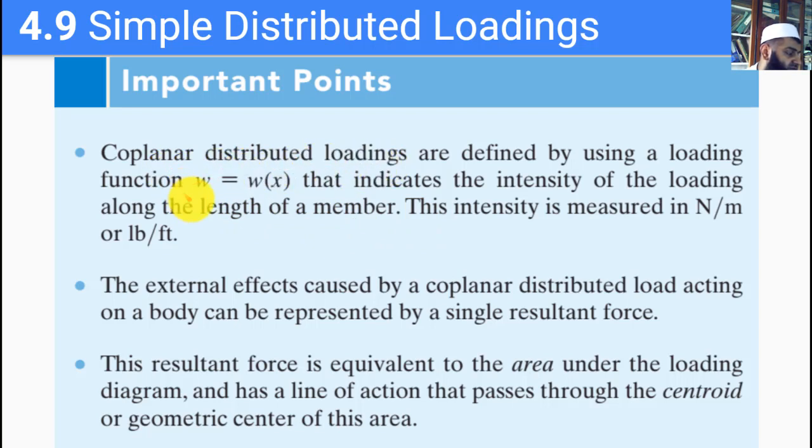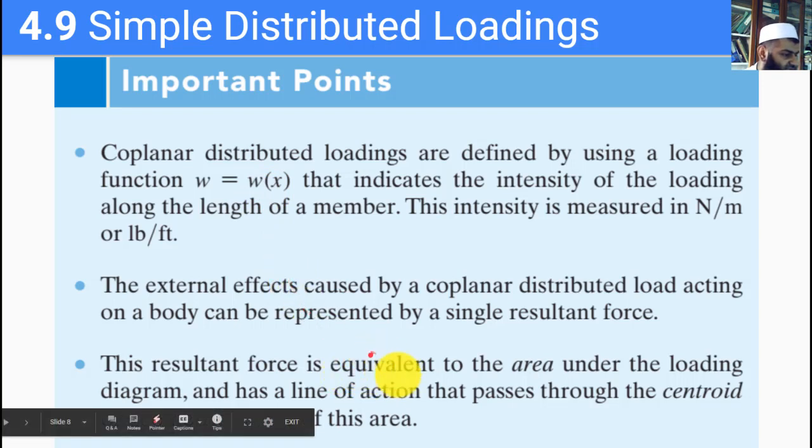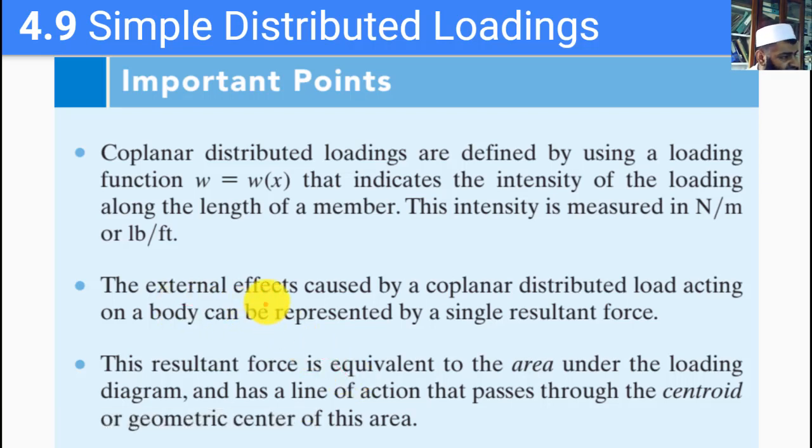Okay, so just to reiterate, whenever we have a system which has a coplanar distributed loading and which is only dependent on one of the axes, then we can write a w function which is just a function of x, and the units of this is Newton per meter or pound per foot. Once we have this w function, we can use that to find a resultant force, which is exactly what we saw in the previous slides, and this resultant force would produce all the same external effects as these distributed loadings.